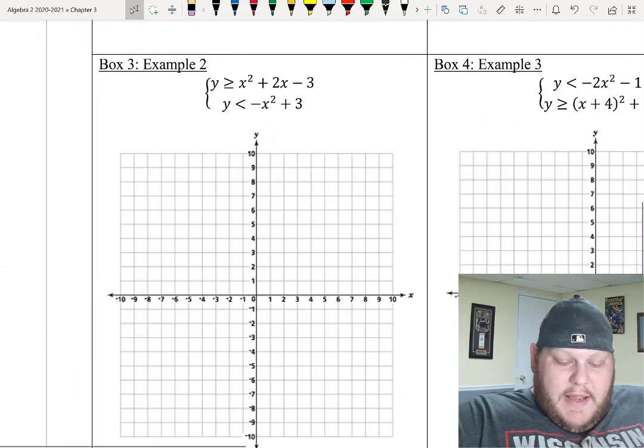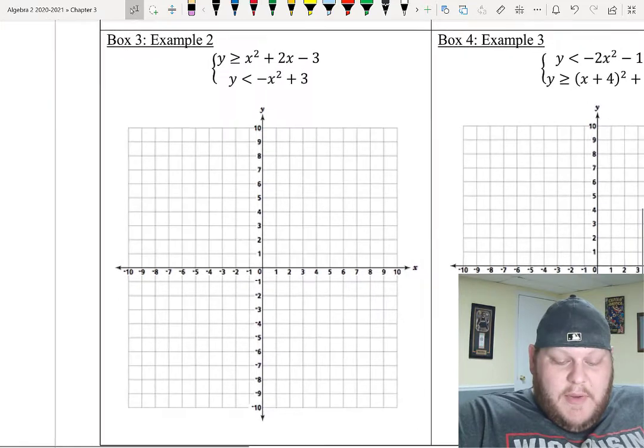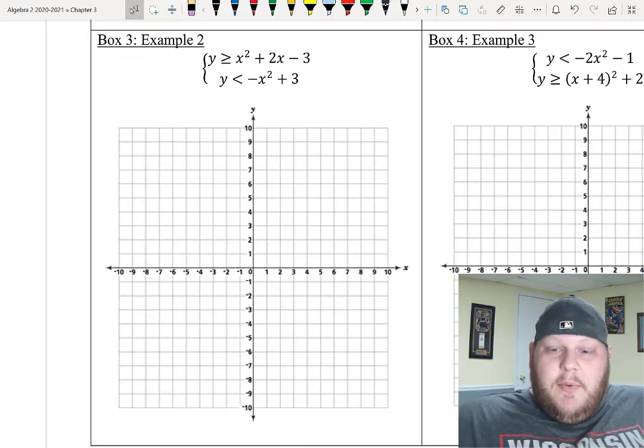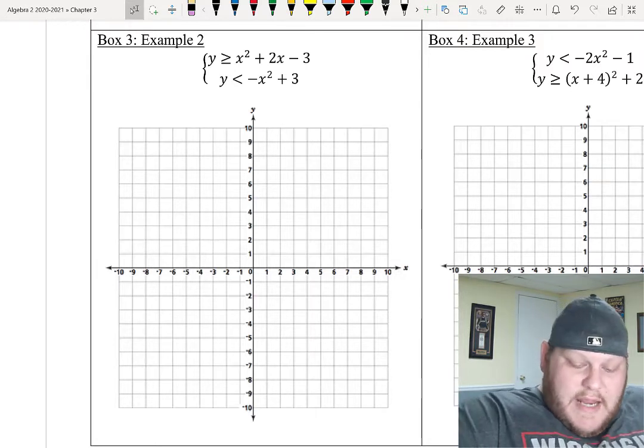All right, for example number 2, box number 3. This one is a little more complicated, a little more difficult to find the graph for my top and bottom.